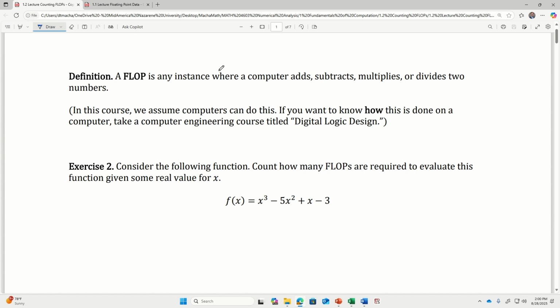A flop is any instance where a computer adds, subtracts, multiplies, or divides. Okay? That is a flop.